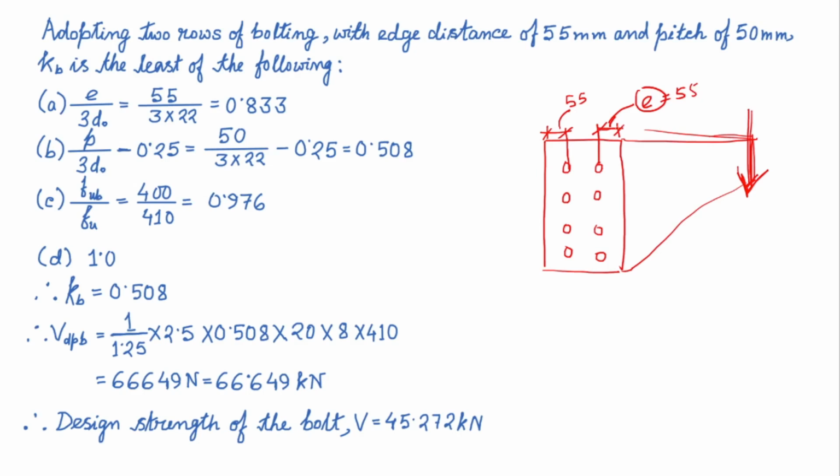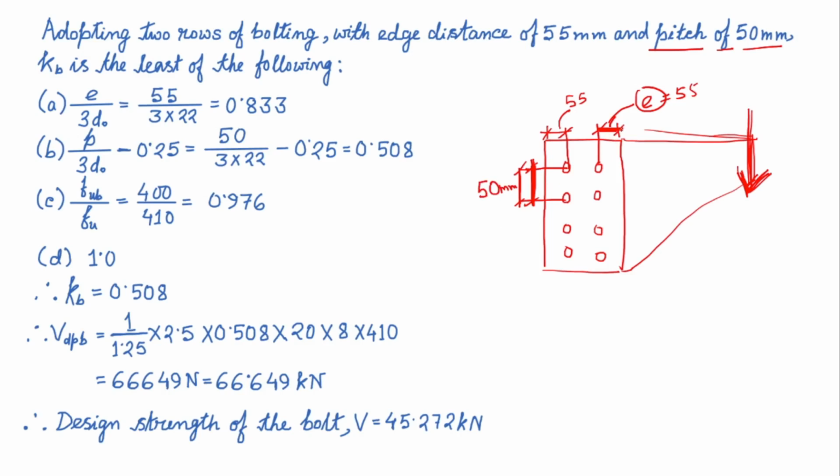See, this distance is perpendicular to the application of the force. Okay, and pitch of 50 mm. Pitch means center to center distance of the bolt in the direction of application of the force. So this is the perpendicular direction, this is the direction parallel to the application of the force, which means it is vertical. Suppose it is 50 mm.